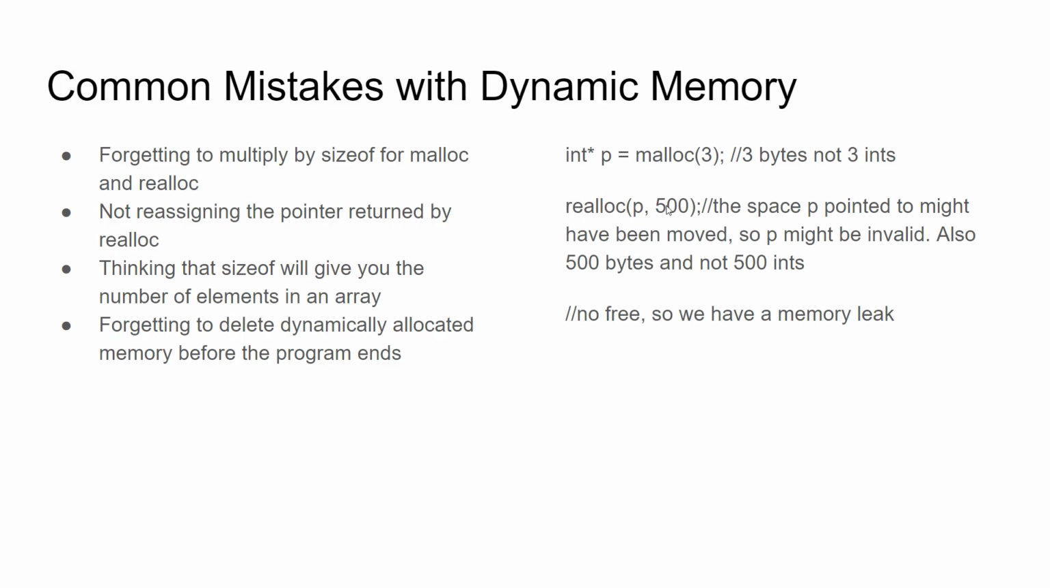Here we realloc P to be 500, but again, it's 500 bytes, not 500 integers. Also, we forgot to assign P here. P should be equal to the realloc because it's very possible and super likely that this location in memory got moved somewhere else because it's so much bigger than the original. And now we don't have a pointer to valid memory anymore because it's off in some other location. And again, we didn't free this space, so that would also be an error.